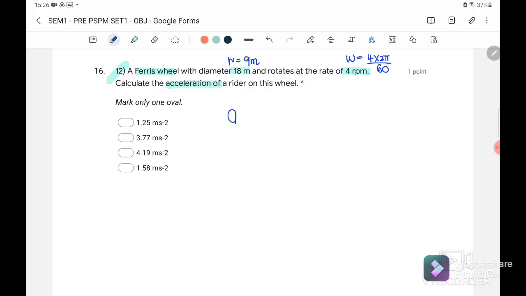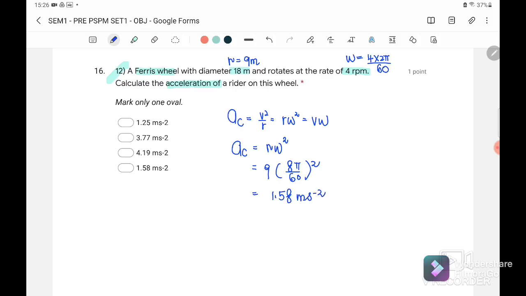So the centripetal acceleration is equal to v squared over r, or r omega squared, or v omega. Since we have r and omega, we use a_c equals r omega squared, where the radius is 9, and omega is 8 pi over 60, squared. If you press the calculator, the final answer that we will get is 1.58 meter per second squared. So the answer is D.